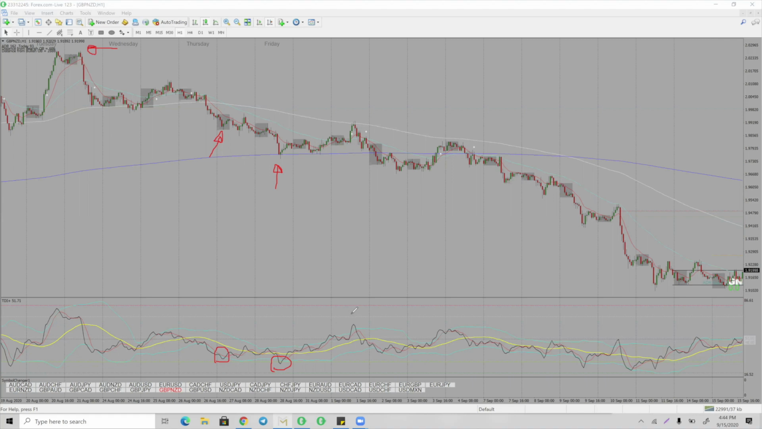Now we have a beautiful shark fin, and boom, right? If you were to enter here, right after that shark fin, you are in line with the dashboard. You were able to ride this all the way down, all the way down over 1,000 pips, because you took the shark fin pattern with the dashboard direction. You're not trading against the dashboard, right?